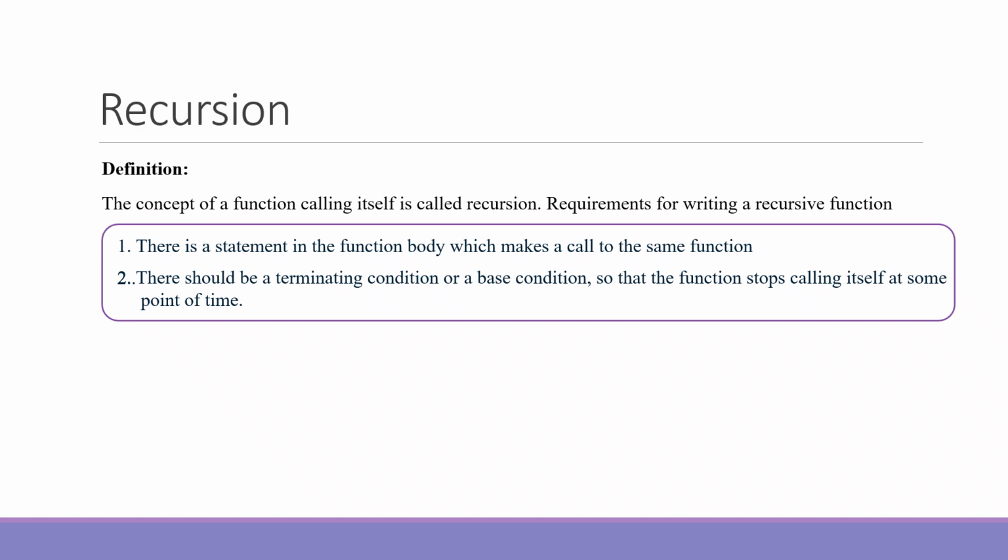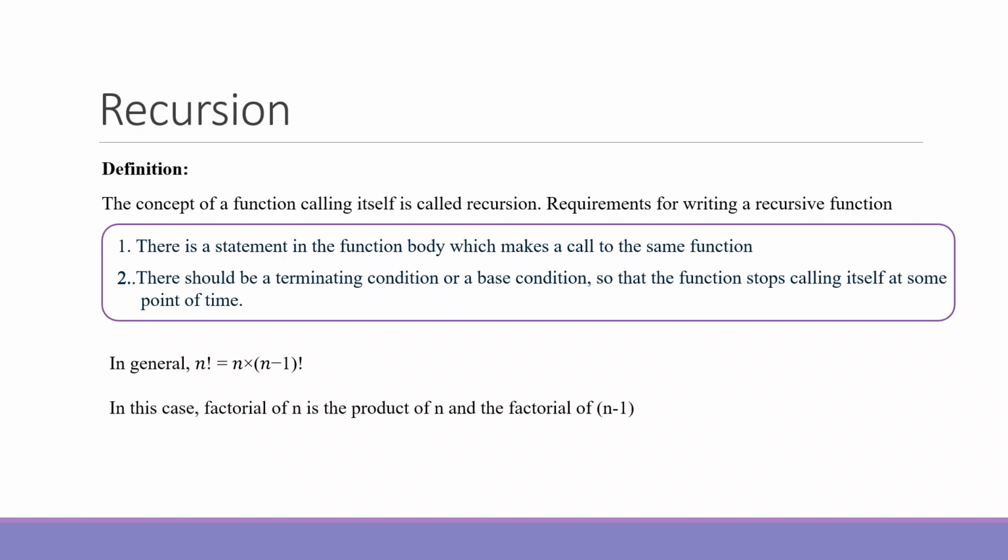A classic example to understand recursion is the factorial of a number. The factorial of n is calculated as n factorial equals n times (n minus 1) factorial. This means the factorial of a number is the number itself multiplied by the factorial of 1 less than that number. For example, let's take 5 factorial. 5 factorial equals 5 times 4 times 3 times 2 times 1. So, the function keeps calling itself with a smaller value each time, until it finally reaches the base case, usually when n equals 1.